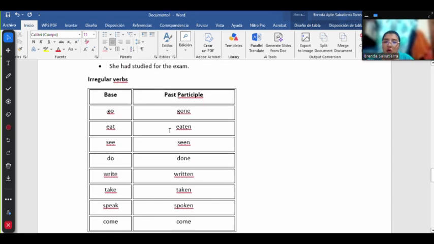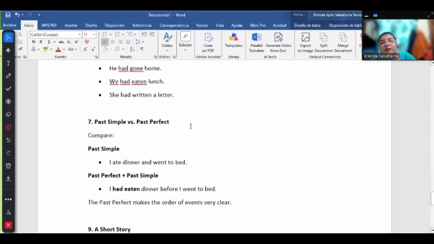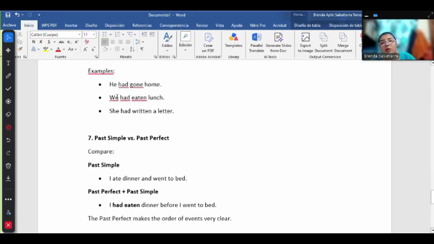Irregular verbs: go, gone; eat, eaten; see, seen; do, done; write, written; take, taken; speak, spoken; come, come. Okay, I have a video on simple past, and I have an entire list of irregular verbs, so you can check it out. Examples: He had gone home. We had eaten lunch. She had written a letter.